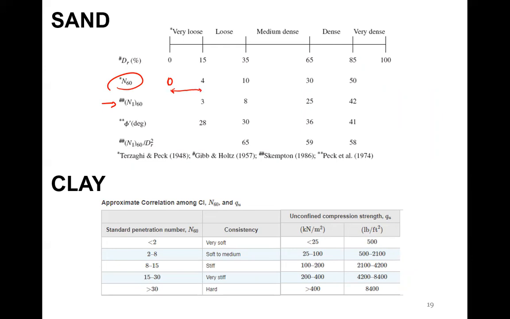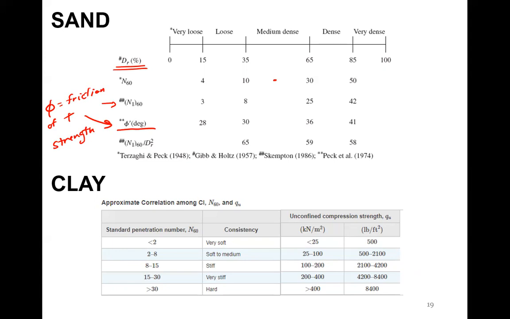So if we have an N value of 15 and it's a sand, then it would be a medium dense sand. And that corresponds to the relative density, which we've already talked about, right? And then these values here, this is what's called a friction angle. And this is an indication of strength. So even though we haven't covered it yet, we'll touch on it later on, that friction angle tells us the strength of the soil.